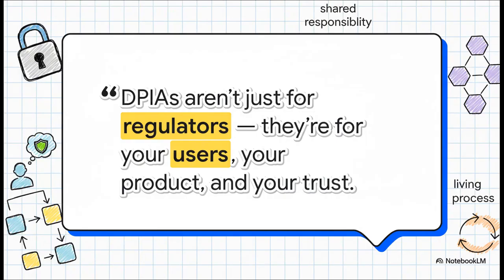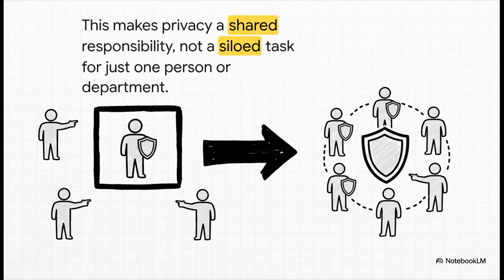This quote really nails the whole point. When you start thinking this way, you realize that DPIAs aren't just about satisfying a regulator. They're about building better products for your users. They're about earning and, more importantly, keeping their trust. And ultimately, when you weave this process into your daily work, something really powerful happens. Privacy stops being the legal team's job or that one person's problem. It becomes a shared responsibility. It becomes part of your team's culture and a real measure of the quality of your work.